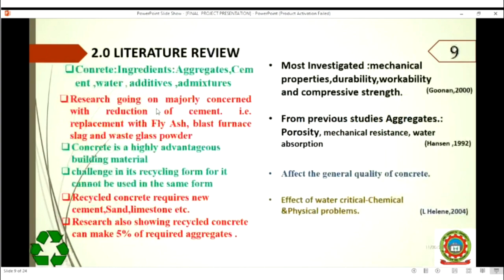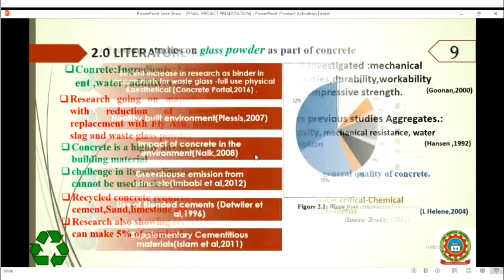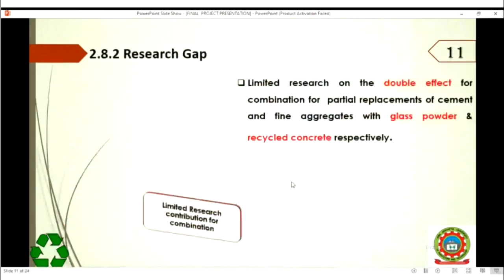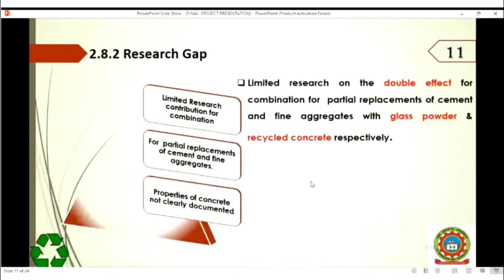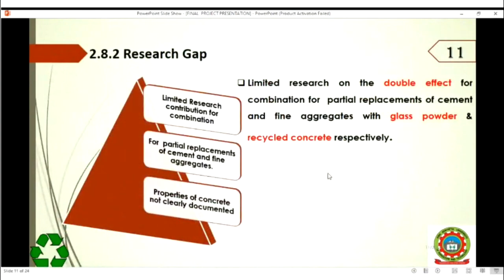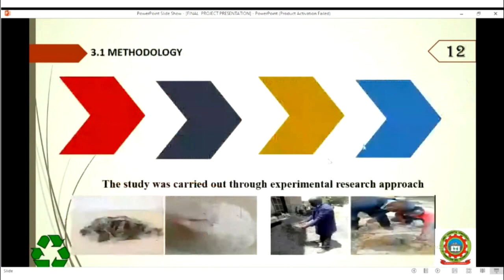Literature review. Researches that have been done have shown that there is a major concern in the reduction of cement replacement. Research gap: limited research has been done on the double effect of the combination. Thus, we realized it is a good topic to research on the combination of glass and recycled concrete.